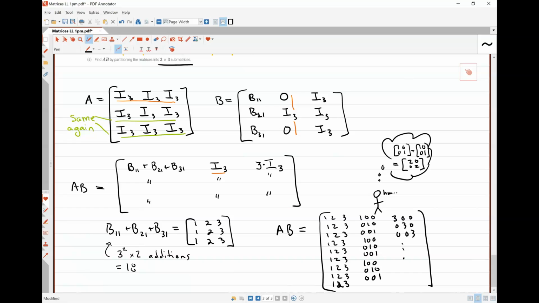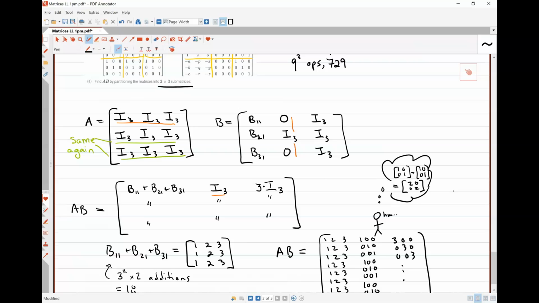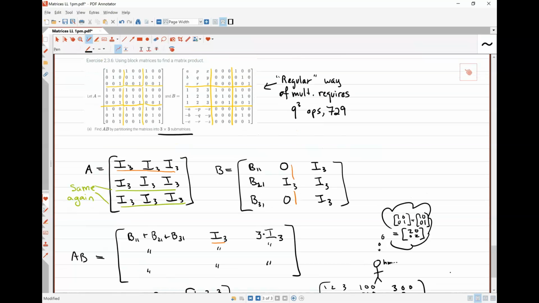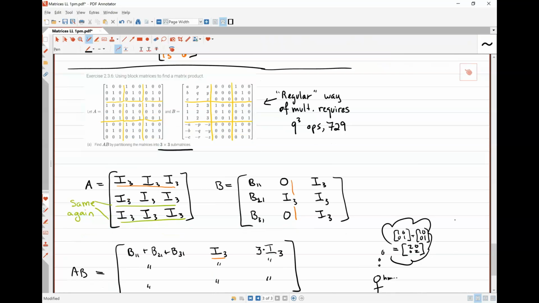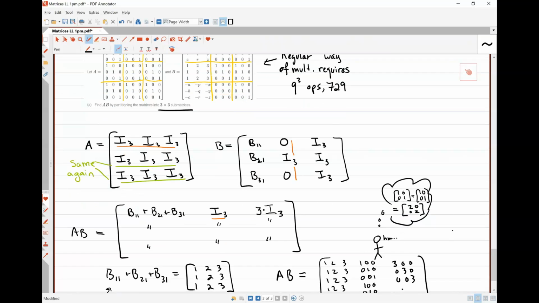And I3 didn't require any multiplications at all. And this doesn't require any multiplications or additions really at all, right? It's just filling in 3 entries. So 18 operations versus 729 operations is a big savings. Okay.